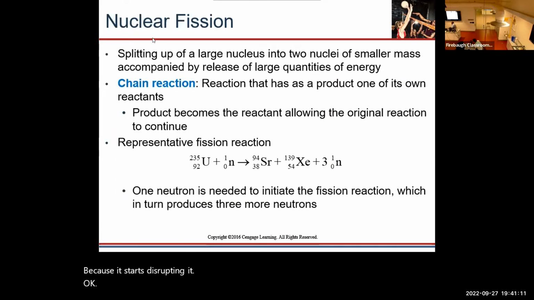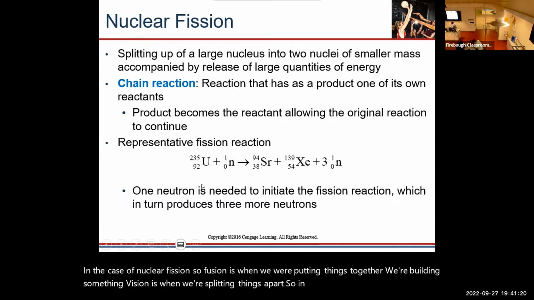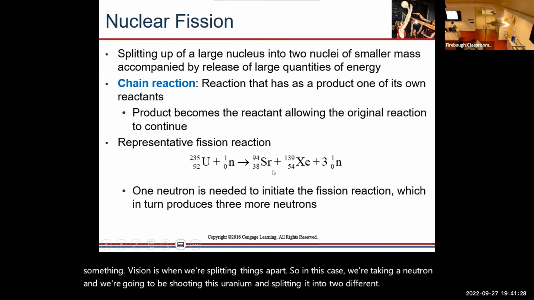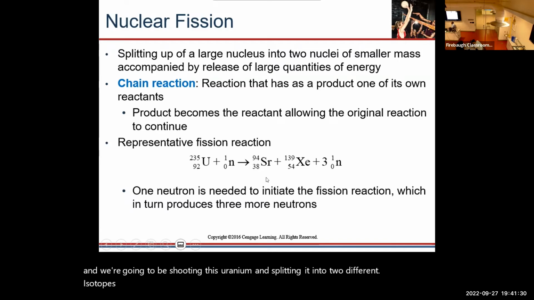In the case of nuclear fission, fusion is when we're putting things together. Fission is when we're splitting. So in this case, we're taking a neutron and shooting it at uranium, splitting it into two different isotopes. In this case, we're getting strontium-94 and xenon-139, and then we get 3 additional neutrons.